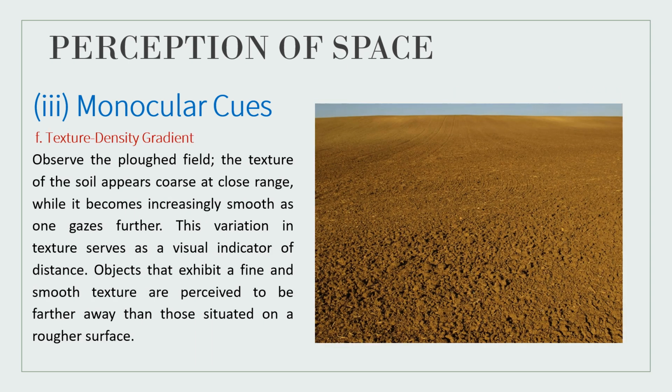Texture density gradient, you can observe a plot field. A field that has been dug, a field that has been tilled, we will look at. The texture of soil appears coarse at close range, and it becomes increasingly smooth as one gauges further. So the nearer field seems to be coarse, and the farther one seems smooth. So this is texture density gradient, and these are the monocular cues.